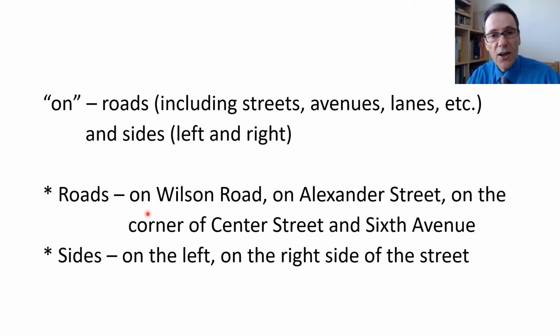Roads, we could say on Wilson Road, on Alexander Street, on the corner of Center Street and 6th Avenue. All right, when you've got two roads intersecting, then you can say at the corner of those. And sides, on the left, on the right, or on the right side of the street, right side of the avenue.